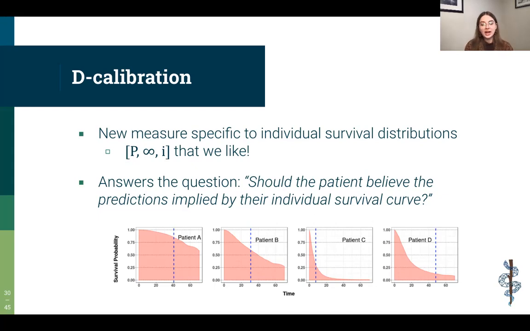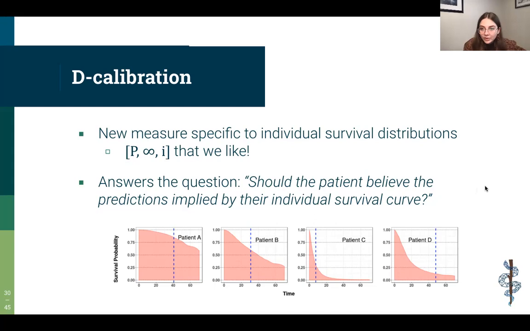You can also, instead of just splitting it into before and after median, start to split it into quartiles or even more quantiles after that. And basically, you can do some statistical testing to make sure that according to the model, the right number of people are reaching their event between those particular boundaries that would make sense. So again, it answers the question, should the patient believe the predictions implied by their survival curve?